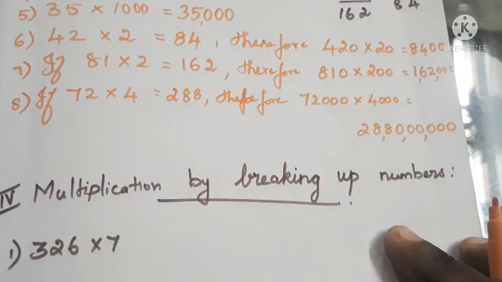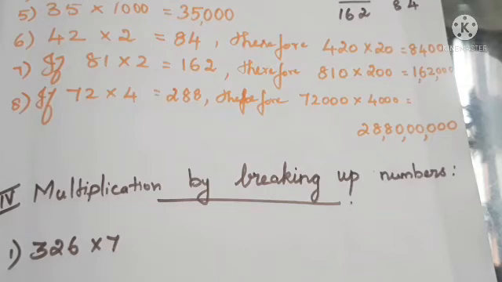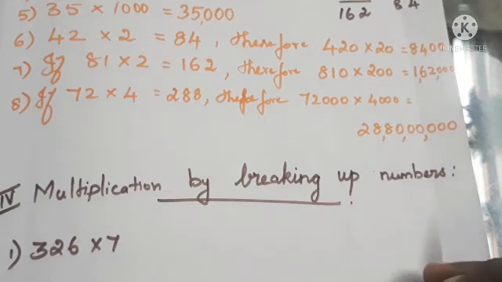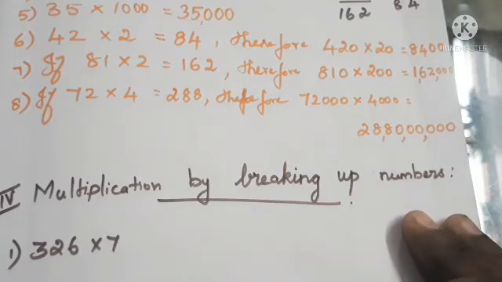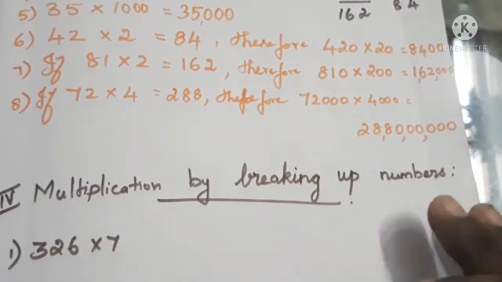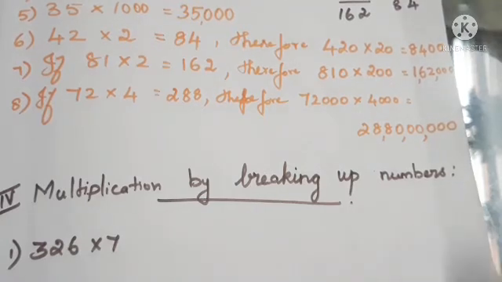So while multiplying you can break up one number into a simple form. You can make the bigger number into a simple form by breaking the number. Breaking makes multiplying the numbers easy. So this method, multiplication by breaking up numbers, is used to make multiplication very simple. Let us see the first example so you can understand. See the first question we have.